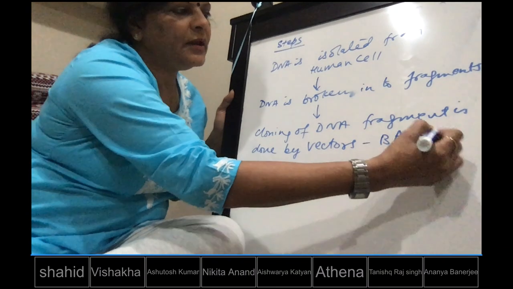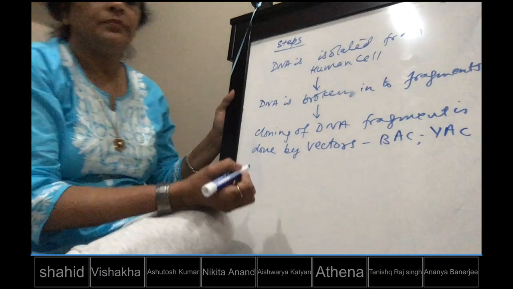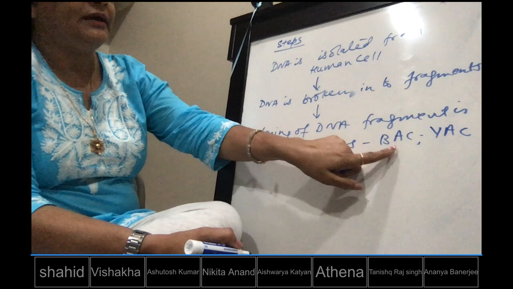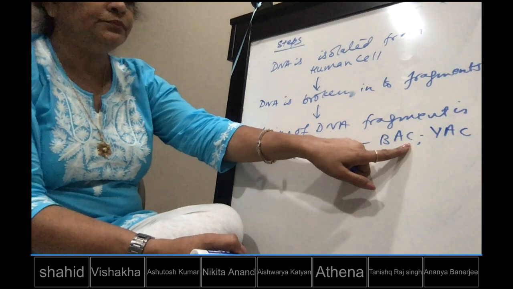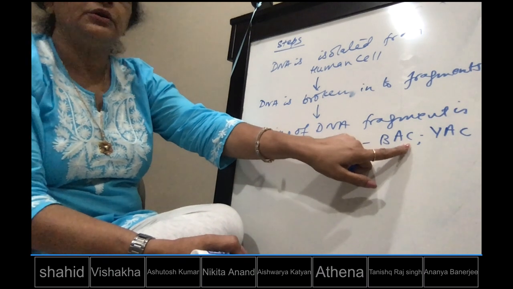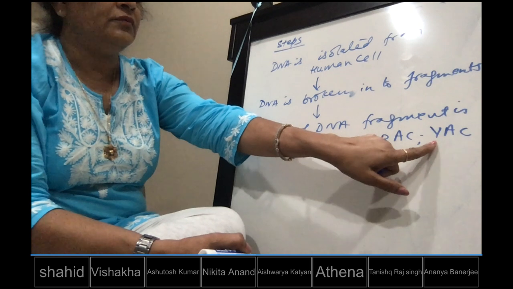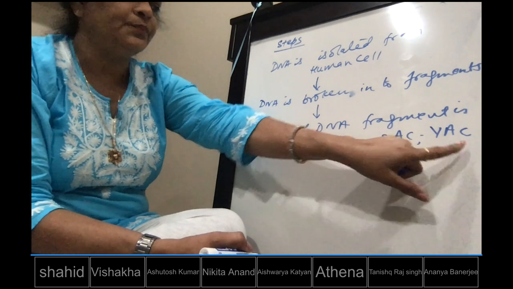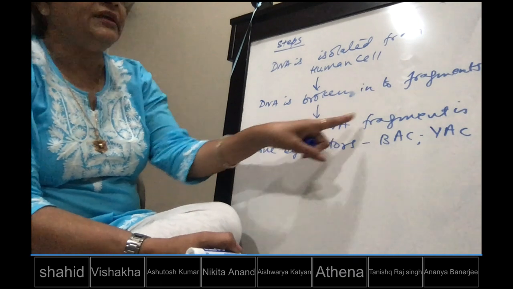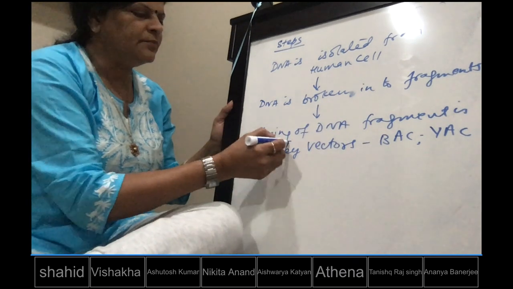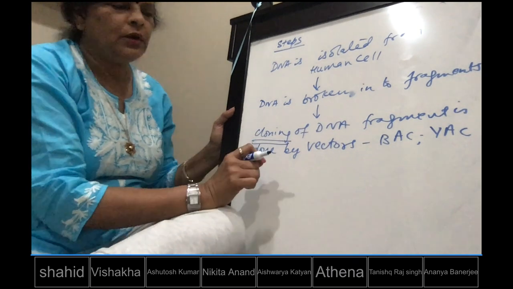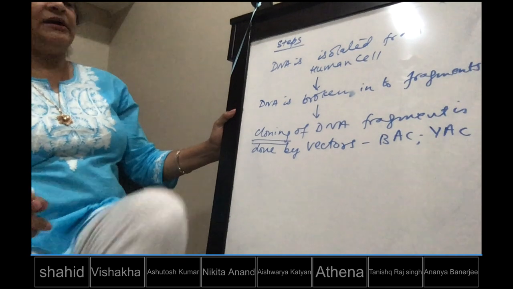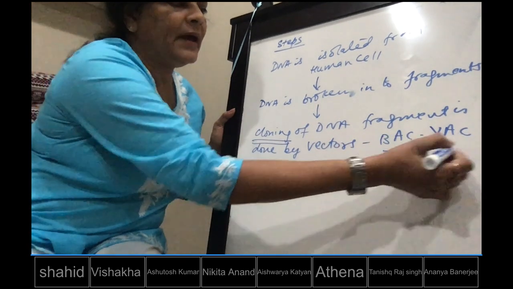BAC and YAC. BAC is bacterial artificial chromosome, and YAC is yeast artificial chromosome. So cloning of DNA fragment, ये word must है. Cloning of DNA fragment is done by vectors BAC and YAC.